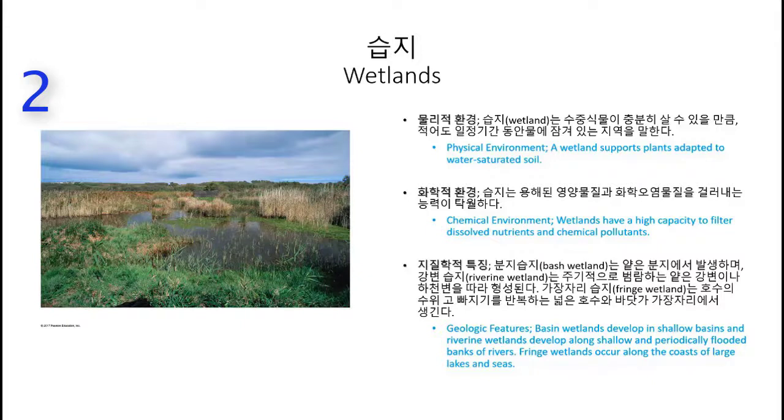Geologic features. Basin wetlands develop in shallow basins, ranging from upland depressions to filled-in lakes and ponds. Riverine wetlands develop along shallow and periodically flooded banks of rivers and streams. Fringe wetlands occur along the coasts of large lakes and seas where water flows back and forth because of rising lake levels or tidal action. Thus, fringe wetlands include both freshwater and marine biomes.